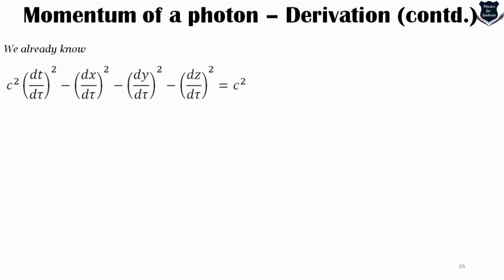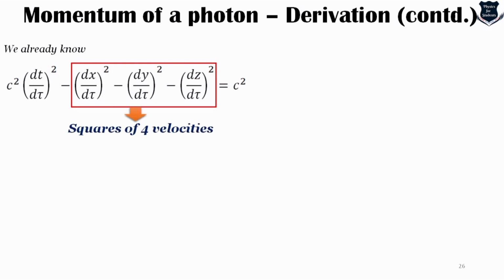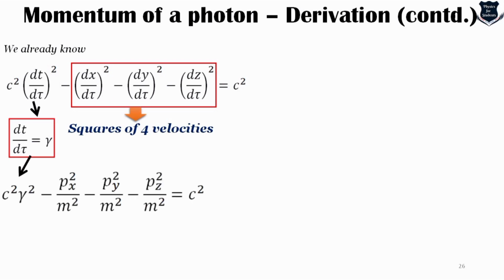Okay, so we already know this. Now here this red box is basically the square of four-velocities, right? These are the squares of four-velocities. So now what we do is that dt by d tau squared, we put it as gamma, and when we substitute dt by d tau equals gamma in c squared gamma squared, we get this, right? So dt by d tau equals gamma, so it is put into the c squared term, and it results in c squared gamma squared minus this term, right?